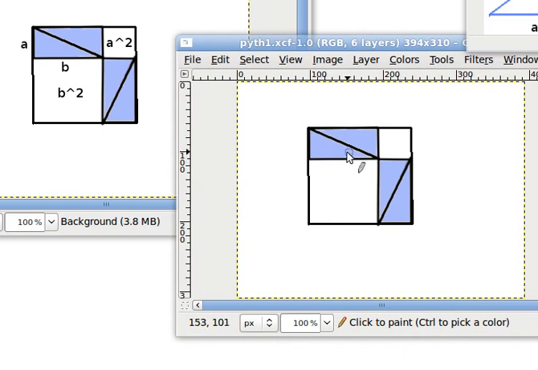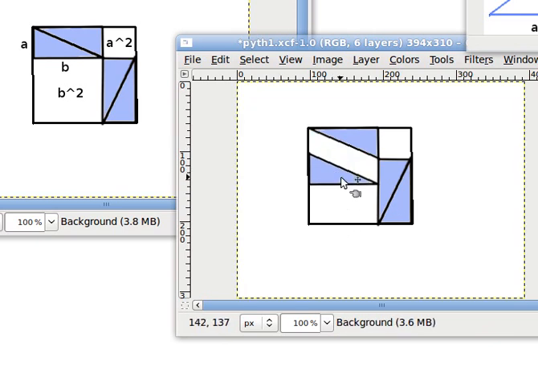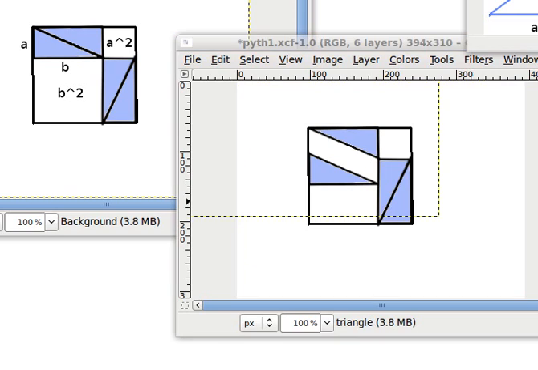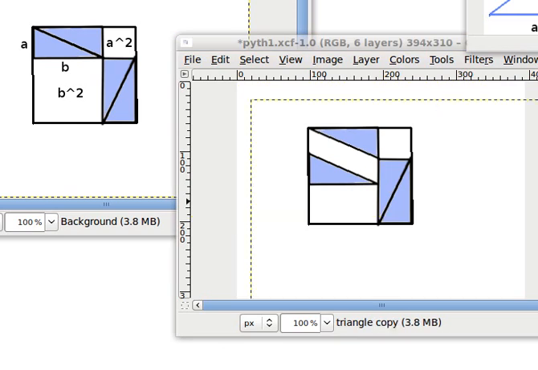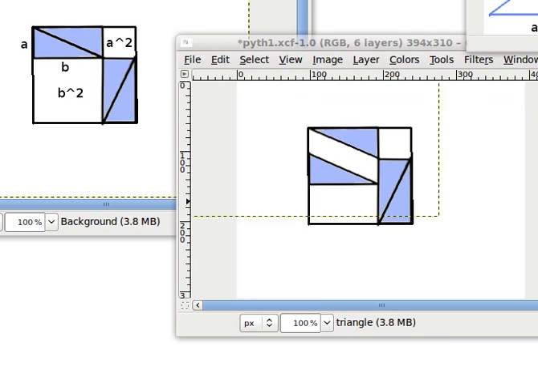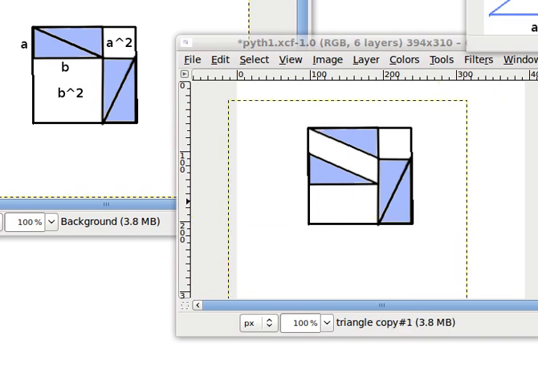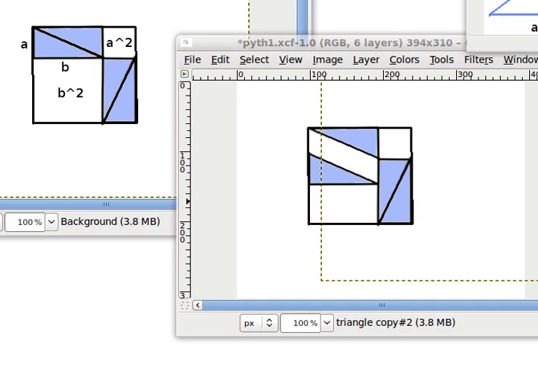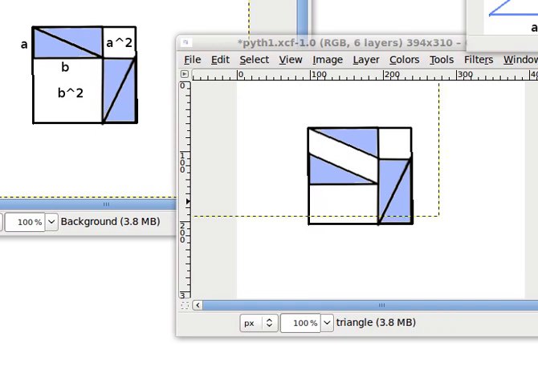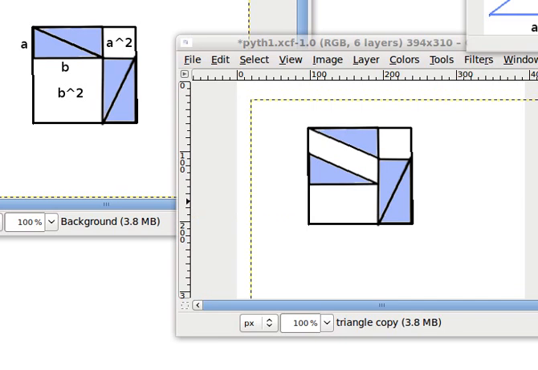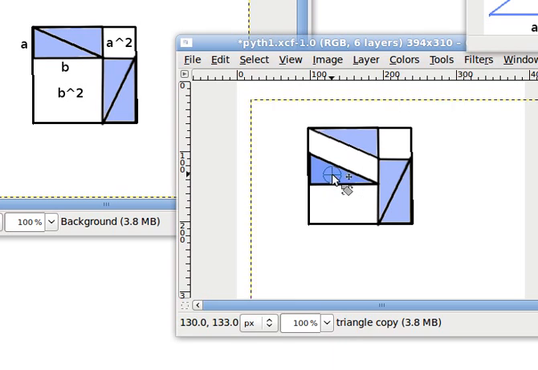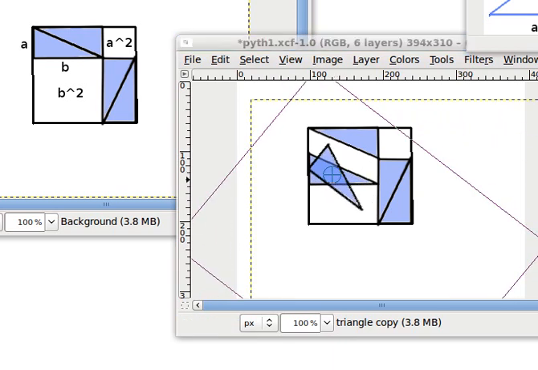No matter how we move these triangles, I can move them down here, I can rotate them. This program's kind of hard to use. I wonder if there's like a select tool. I can rotate any individual triangle. Let's see if I can find out which triangle is which. Here we go, this is what I'm looking for. I can rotate any individual triangle.